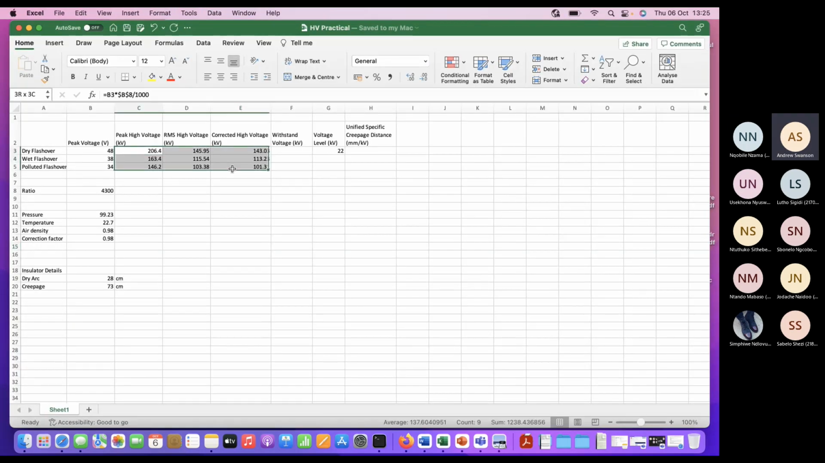Right, so we'll start from the beginning. Right, so here I've captured a couple of insulator details. I've got a dry arcing distance of 28 centimeters and a creepage of 73 centimeters.